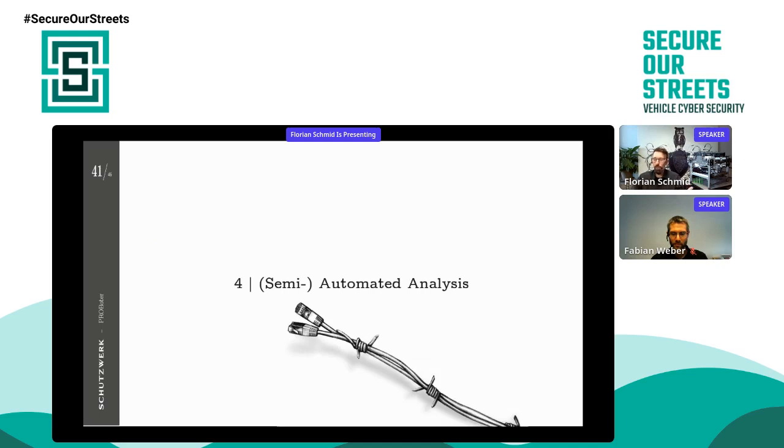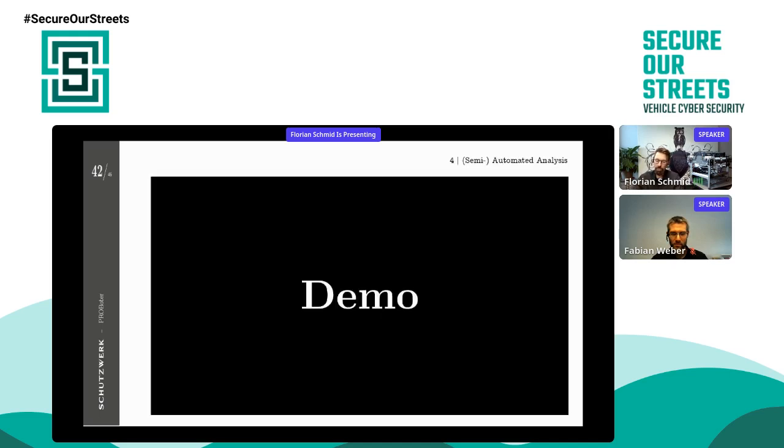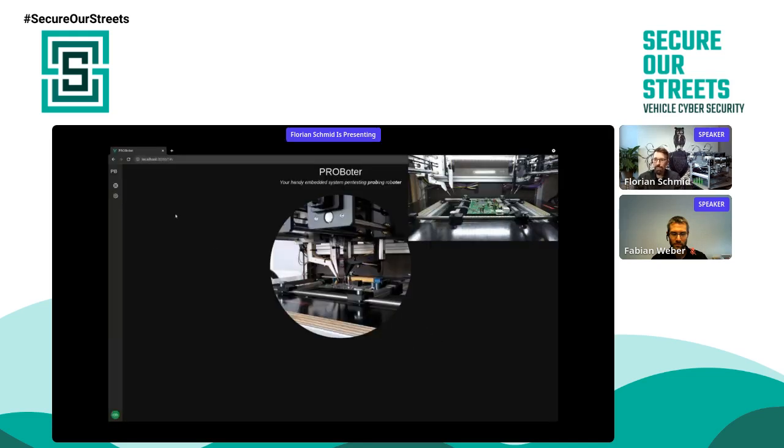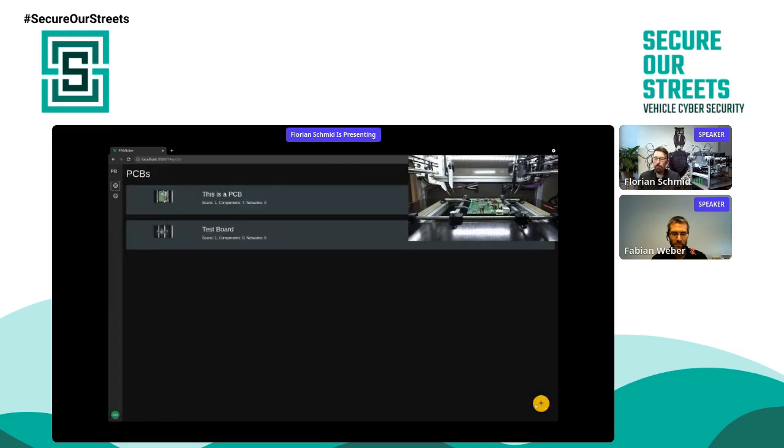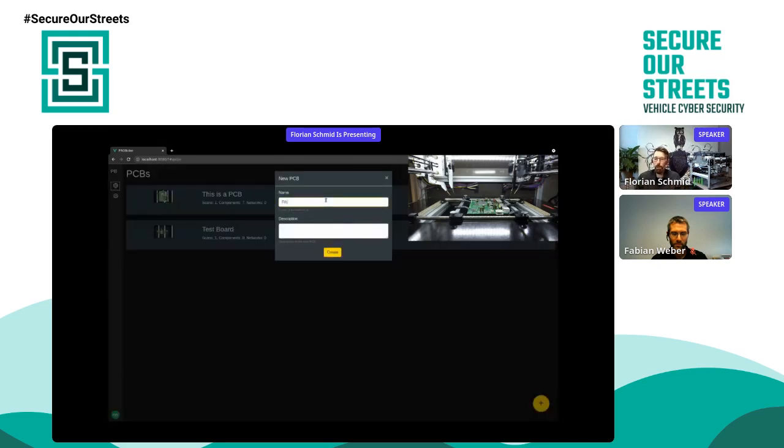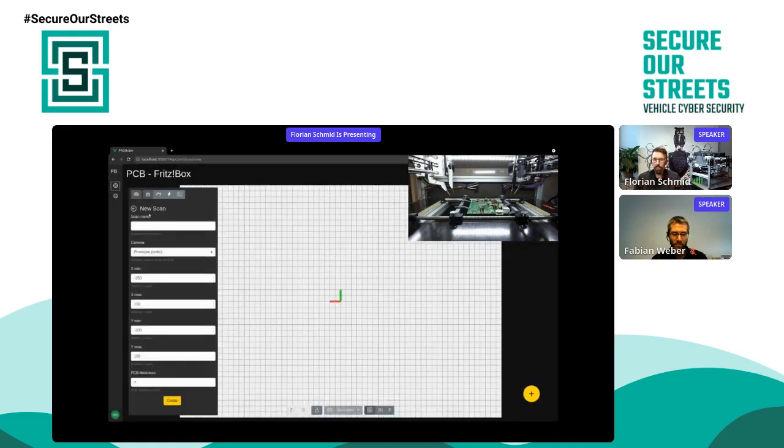So for all the theory which I have given you so far, I would like to give you a short demo which shows you the working of this PROBoter. Here you can see that this PROBoter can be controlled using a web interface, for which here we set up a new project. And in the first step, we order the PROBoter to produce a new image for this project.